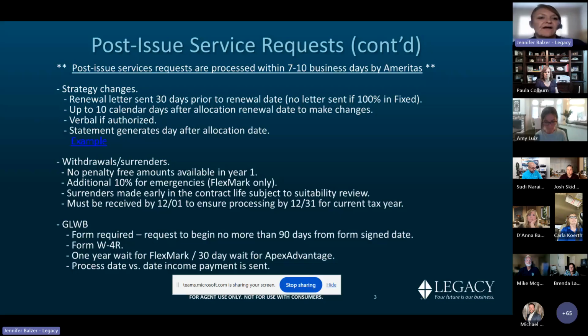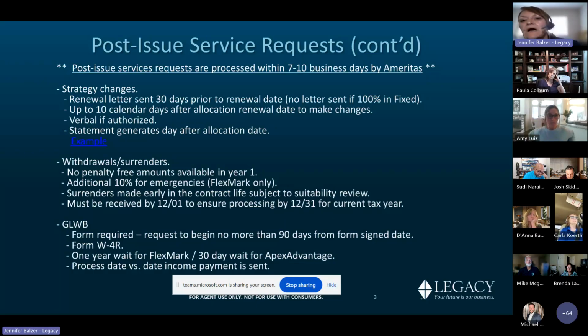No problem whatsoever. Okay. So one of the most common post-issue service requests that Ameritas gets is the strategy change. Just to be really clear, a renewal letter is sent out to the client about 30 days prior to the renewal date. A hard copy is sent to your client. An electronic copy is displayed on LegacyNet, our website, under the client's record.